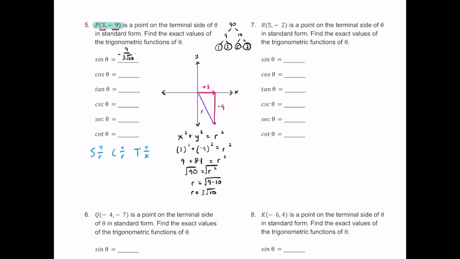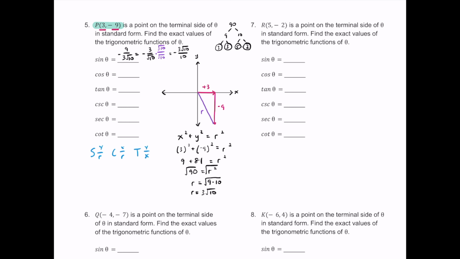You can divide both by 3 on top and bottom, their GCF, and you're going to get negative 3 over root 10. And keep in mind, we need to rationalize the denominator, so we're just going to multiply by root 10 over root 10, and that's going to be negative 3 root 10 over 10.